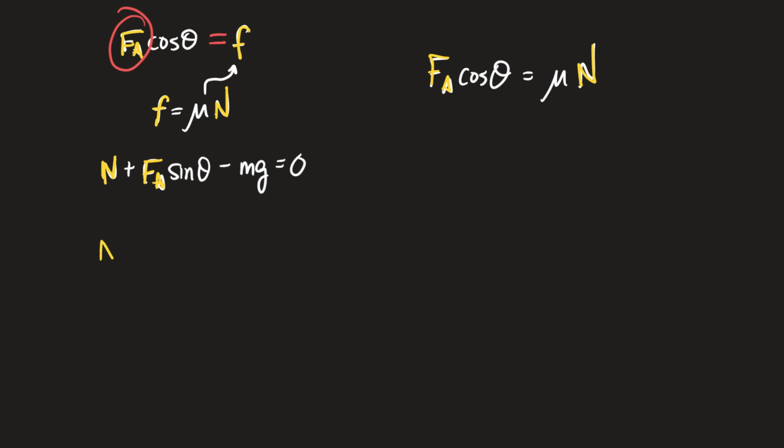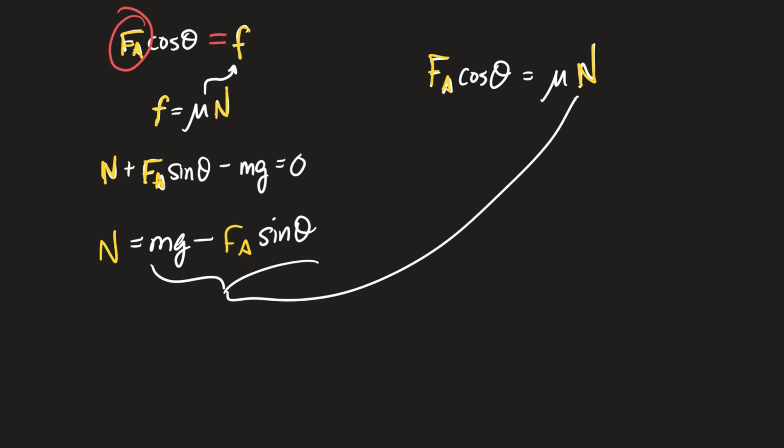So if I do that, normal force equals mg minus FA sine theta. By doing that, I can take all of this and substitute it in for the normal force. This now will produce one relationship with one unknown.